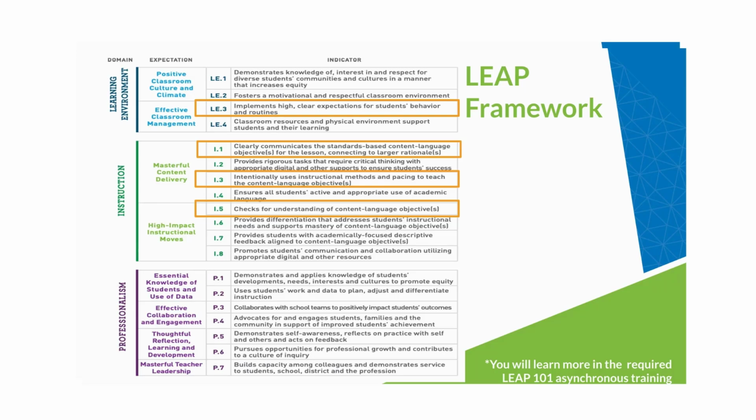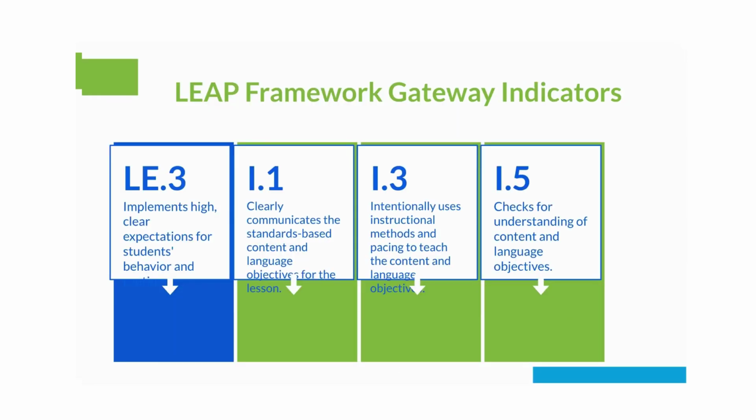There are 12 indicators in the framework for effective teaching that help us define best practice in DPS. 4 of these indicators focus on learning environment, and 8 help us define effective instructional practice. The first coaching cycle consists of these 4 gateway indicators: LE3, I1, I3, and I5. Research has shown that these 4 indicators are the foundation of effective instruction. We will explore the expectations of each indicator shortly.